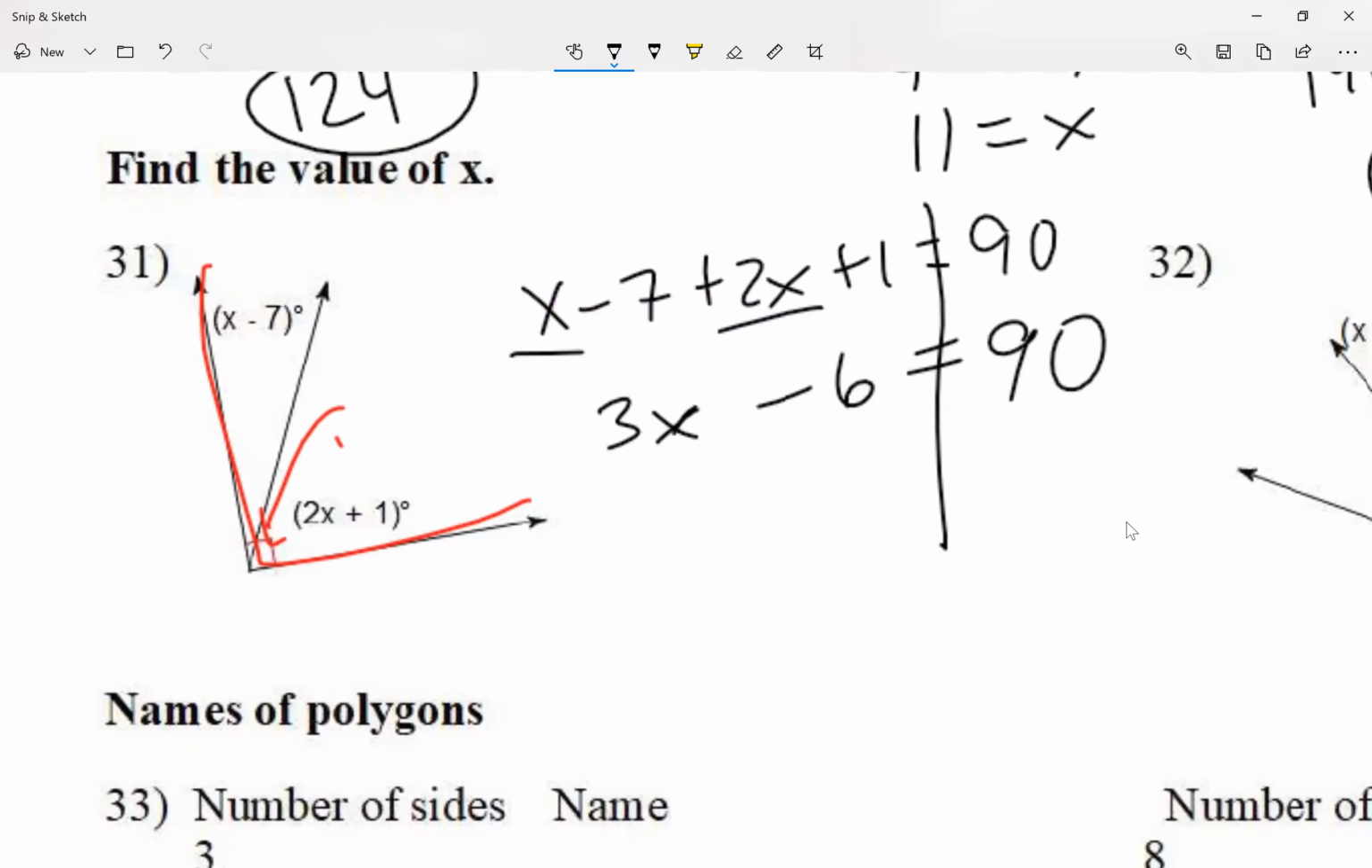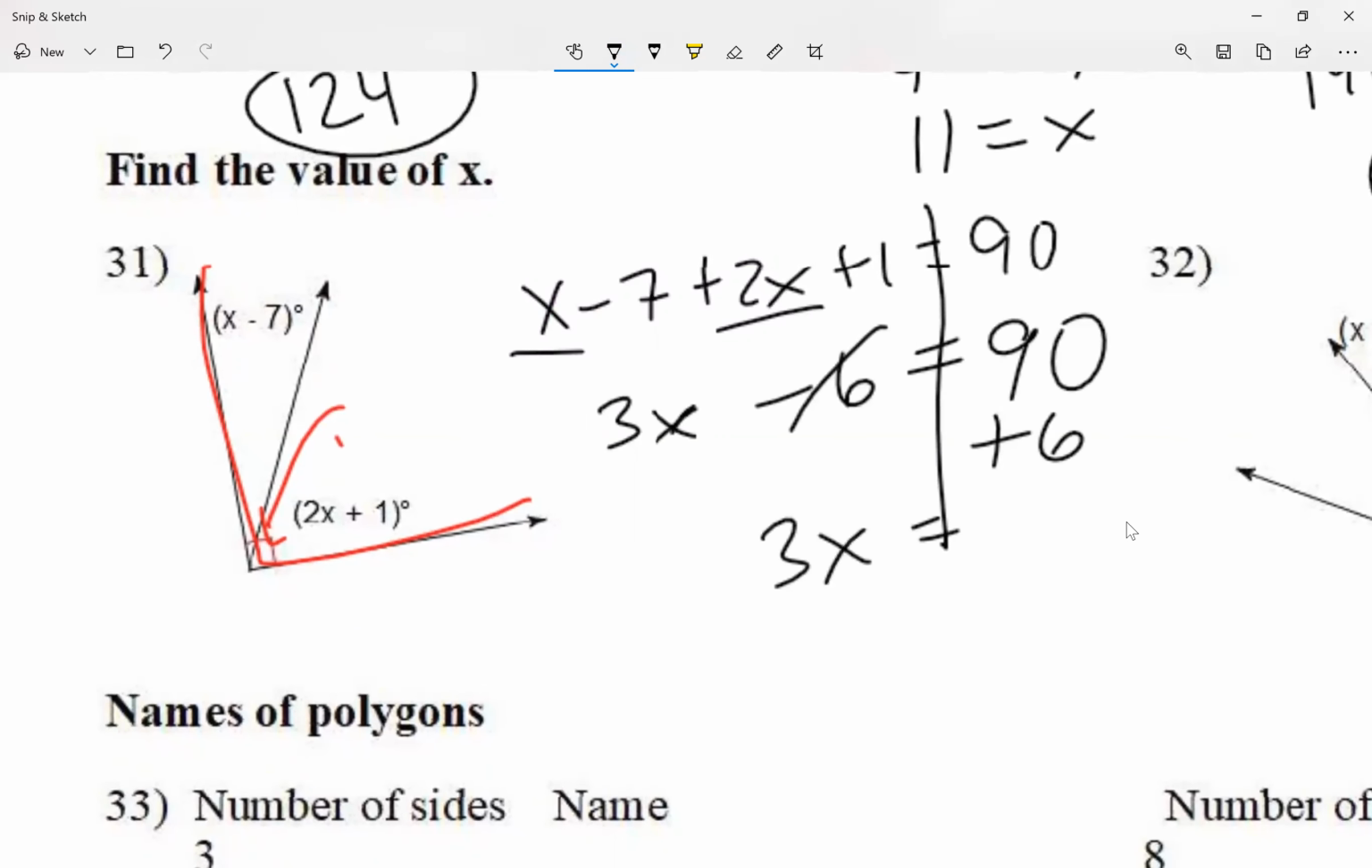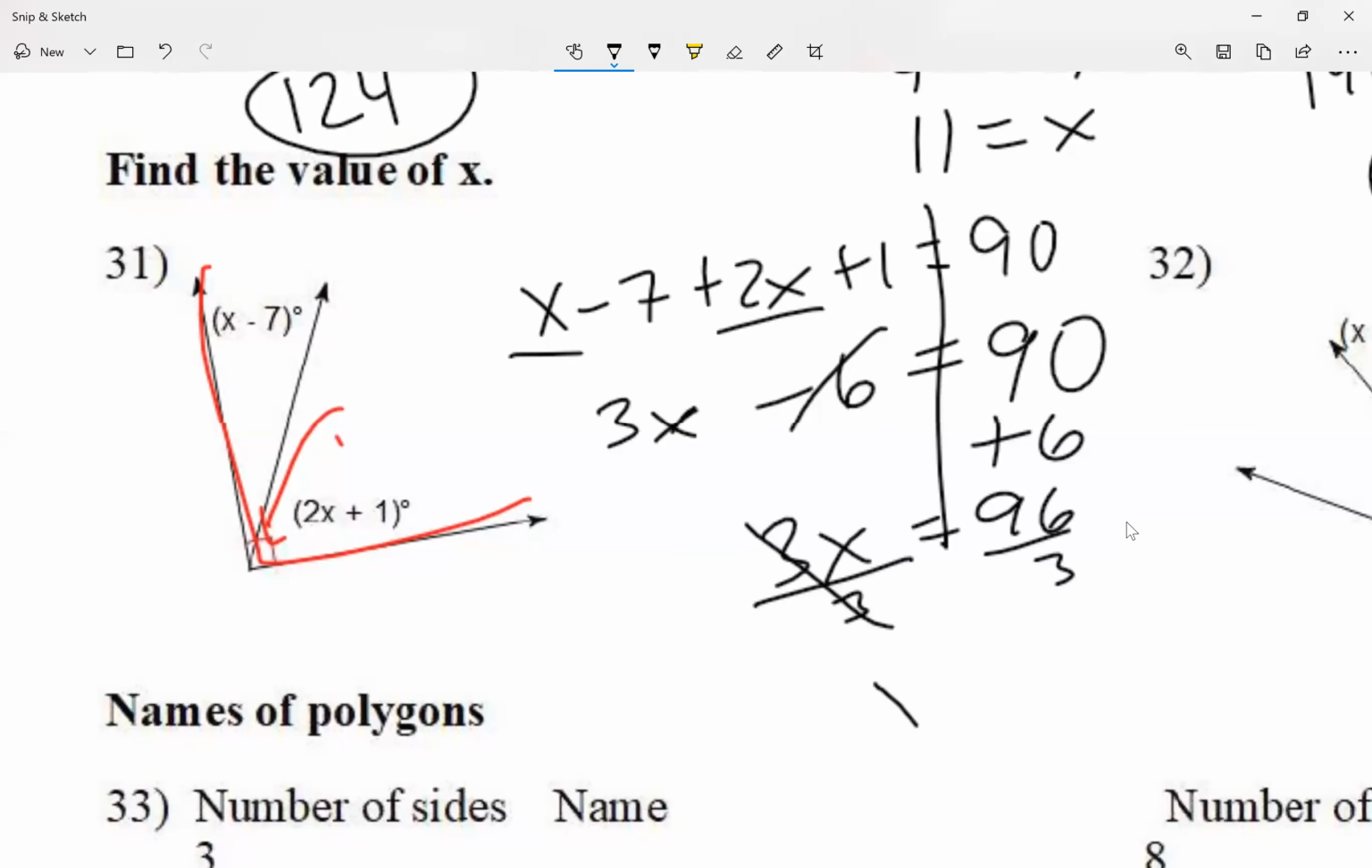I want the x by itself, so the minus 6, let me move it to the other side as a plus 6. So that gives me that 3x is equal to 96. Let me divide both sides by 3, right? The number in front of the x. 96 divided by 3 gives me 32. Then I go back to the instructions. Find the value of x. Oh, cool. I already found x equals 32. You only have to type in the number. Notice I added two small angles and equals the big angle.